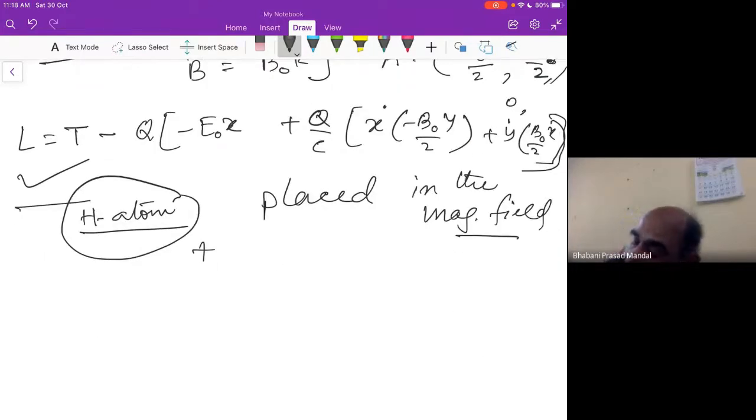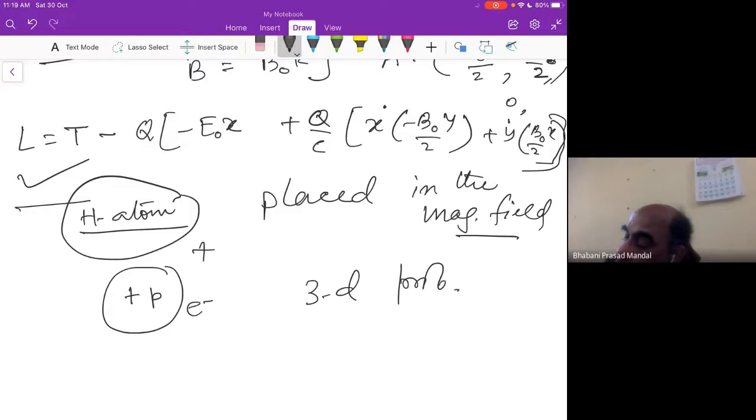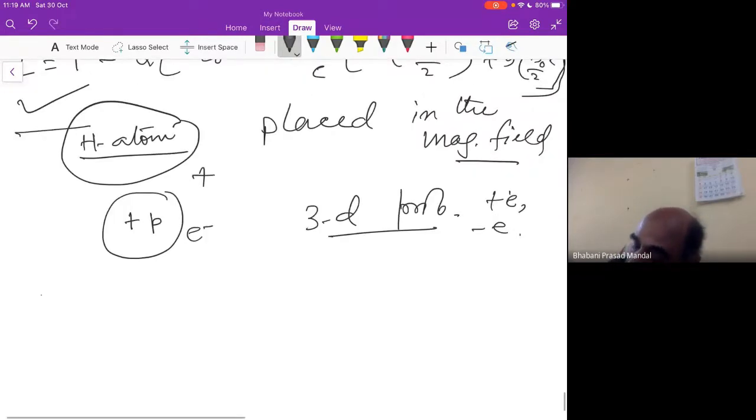Hydrogen atom means you have a proton in the center, a charged particle, and you have an electron moving around. So you can think of a 3D problem with two charged particles, a proton which has charge plus e and an electron which has charge minus e. First you have to write your Lagrangian. This is the pure hydrogen atom. Then we'll go for the hydrogen atom in the magnetic field.